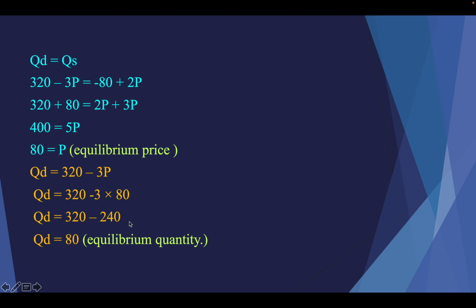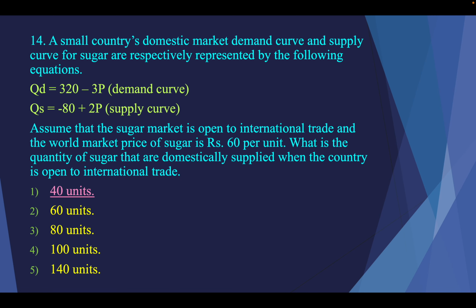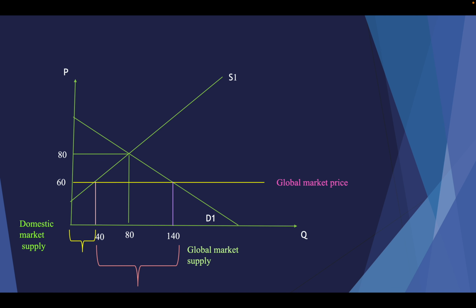But they ask the question about domestic supply. So the domestic supply is 40. You can add 60 rupees into the QS equation and find the domestic supply.